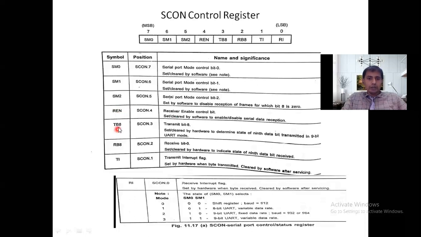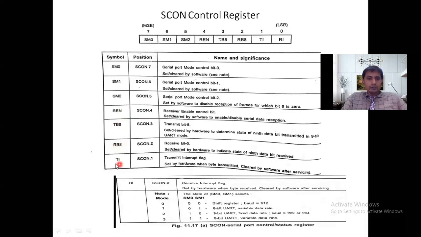Then TB8 is transmit bit 8. This bit is set or cleared with the help of hardware. Through hardware connection, we can either set or reset this particular TB8. Then RB8 is receive bit 8. The previous one is transmit bit 8 and this is receive bit 8. This bit is also set or reset with the help of hardware.